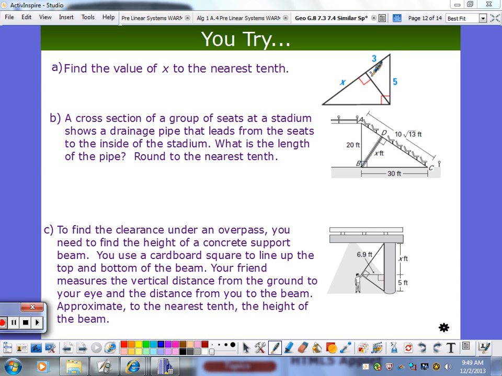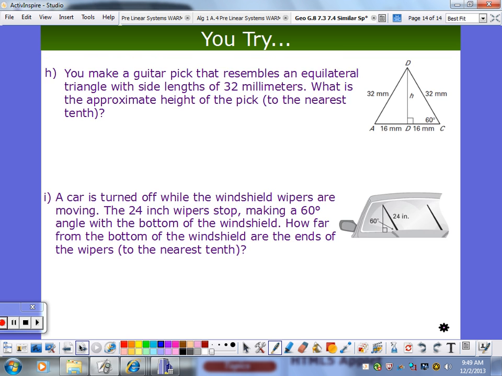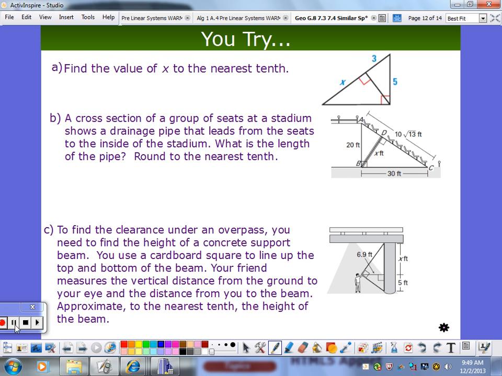Remember how those were? The altitude is the geometric mean of the two segments, and a leg is the geometric mean of the segment closest to it and the entire hypotenuse. Right? That's the theorem you're going to use for these problems. And then you're working with the 45, 45, 90 and 30, 60, 90 to do these other ones. So go ahead and give it a try.